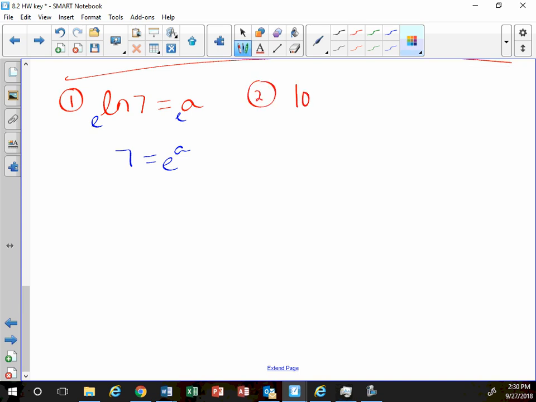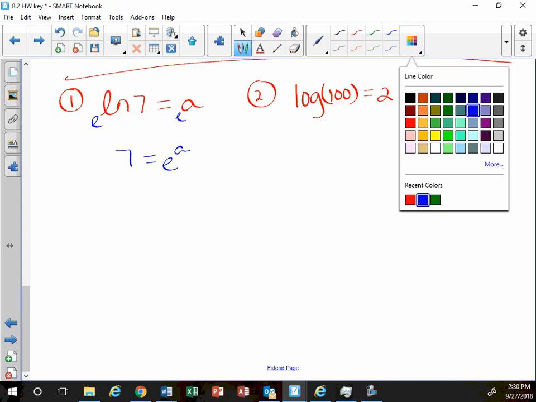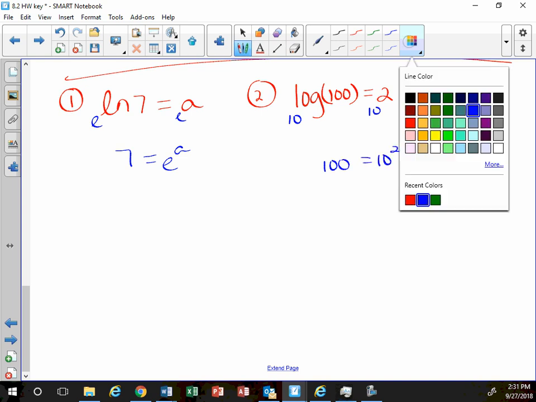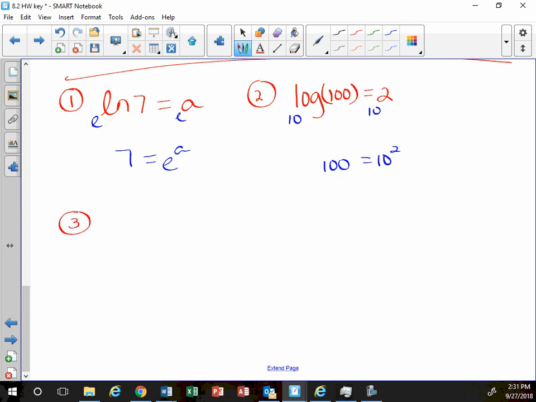What if it's log of 100 equals 2. What's the base? Oh, because 10's what cancels the log. So I just write 10. So it's 10 squared equals 100. Would that be the final answer? Yes. If I said just convert, then you're done there.